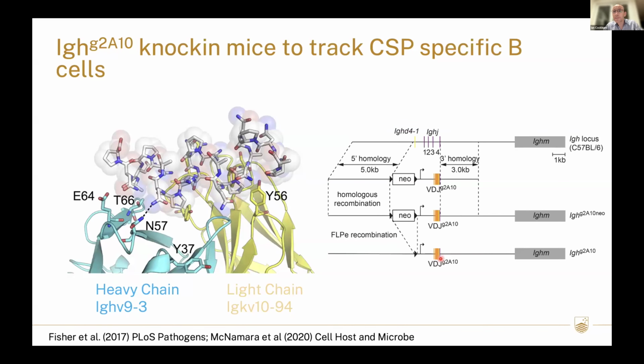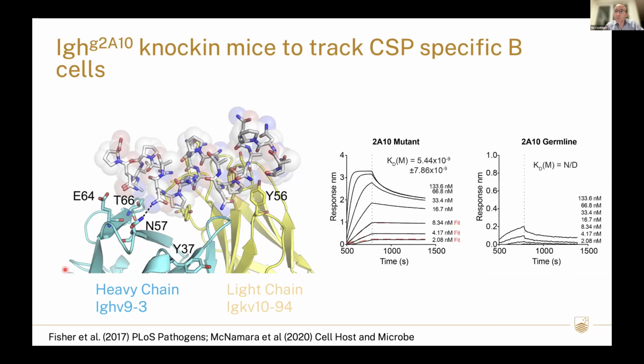What we did was knock in the heavy chain of the 2A10 antibody. We tried to make a mouse with a light chain as well, but that light chain knock-in mouse never really worked terribly well. So we ended up with this mouse which just had the heavy chain knocked in. But one thing we did was infer the germline of that heavy chain, and we made the mouse using the germline sequence so that everything would have physiological affinity.